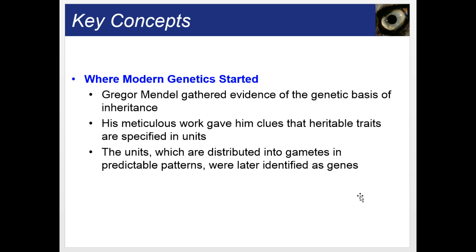Again, modern genetics started with Gregor Mendel with his work with pea plants. He was very meticulous, and that was good. It gave him clues that heritable traits are specified in units. They didn't know about genes yet. The units, which are distributed into gametes, which are sperm and egg, in predictable patterns, were later identified as genes.